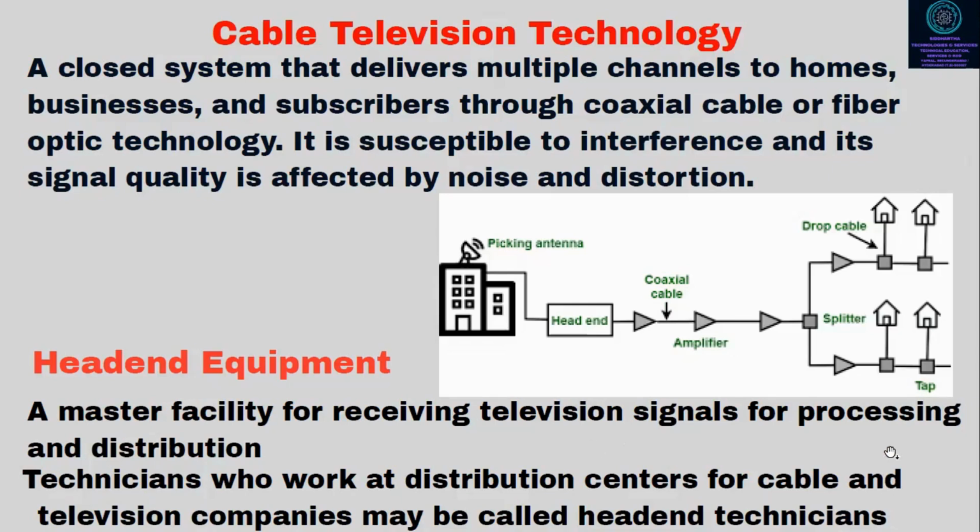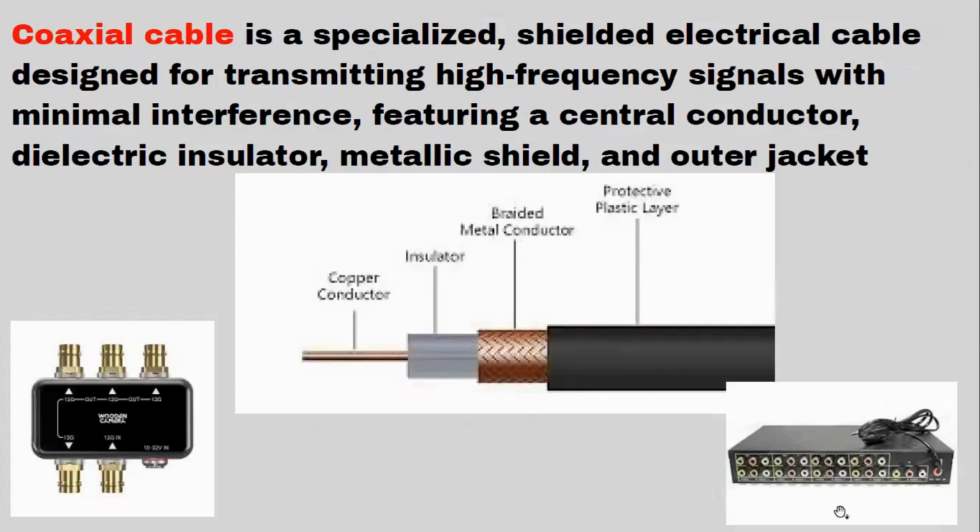Okay, right. So next we should learn about the parts of cable television, and very important is the coaxial cable. It is a specialized shielded electrical cable designed for transmitting high frequency signals with minimal interference, featuring a central conductor. In the center, there is a conducting wire which carries the information, and on top of it a dielectric insulator, metallic shield, and outer jacket. As you can see here, there is a conductor, then an insulator, then a shield wire for more protection, and above that a plastic layer. So this is the arrangement of a coaxial cable.